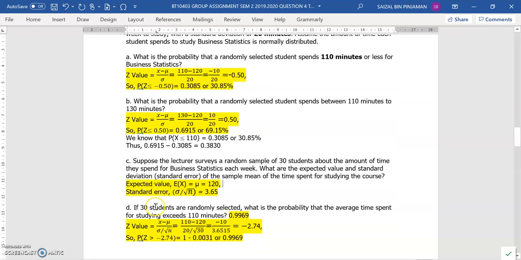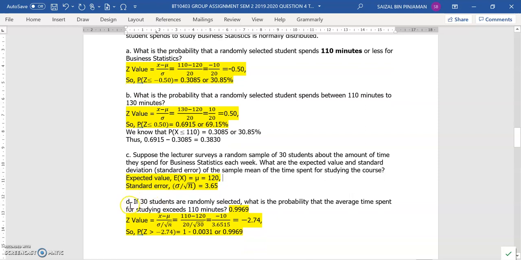We can refer to question D in order to understand what I just mentioned. Question D: if 30 students are randomly selected, what is the probability that the average time spent studying exceeds 110 minutes?